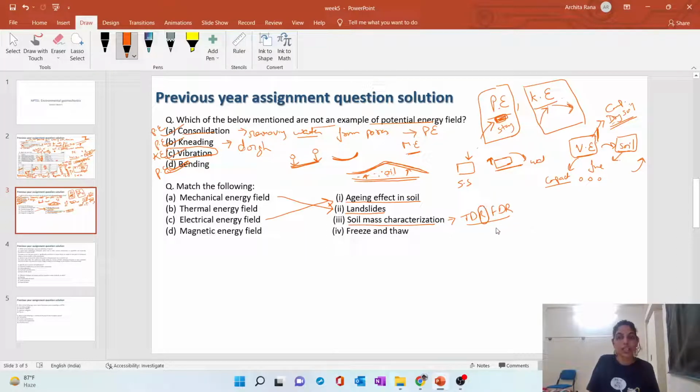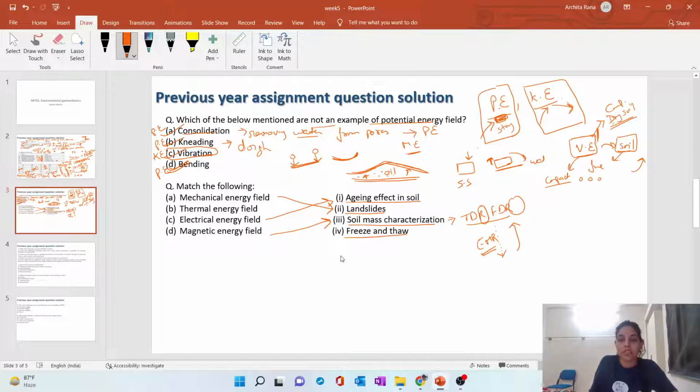It means that an electromagnetic wave is going down the soil. Once it reaches enough depth, it will reflect back, and you see that in the computer. That is why they are reflectometers. And here electromagnetic radiation is used, so this is an example of the magnetic energy field.